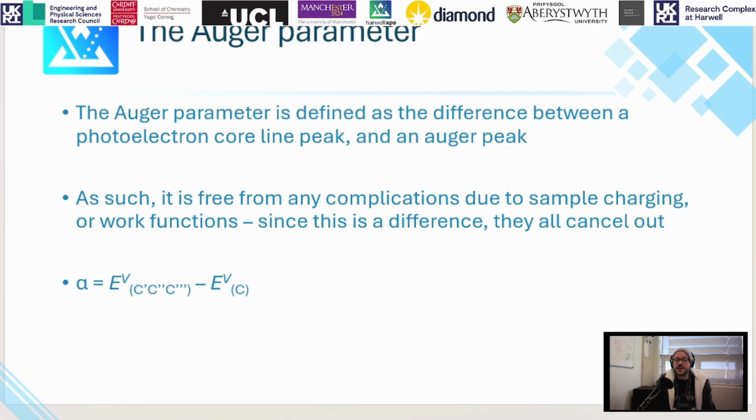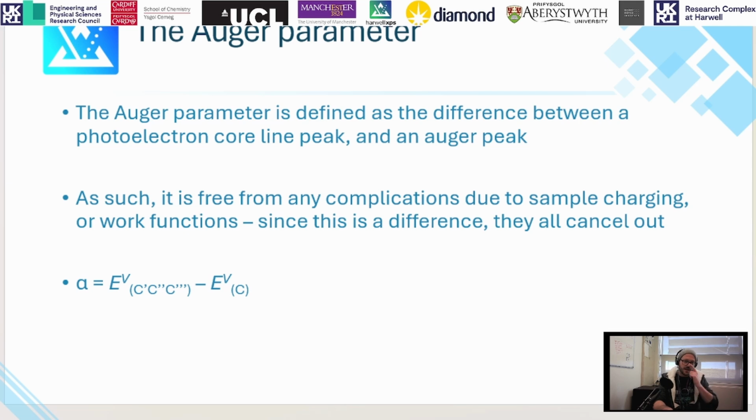And so finally we're going to be talking about the actual Auger parameter itself. Now this is defined as the difference between a photoelectron core line and an Auger peak. A lot of you may be familiar with this already. It's a very useful term because it's free from any complications due to sample charging, work functions, etc. It's just a difference, so they all cancel out. And this can be determined using the relationship here, which is the Auger parameter, symbolized as alpha, is equal to the kinetic energy of the Auger minus the kinetic energy of the related photoelectron peak.